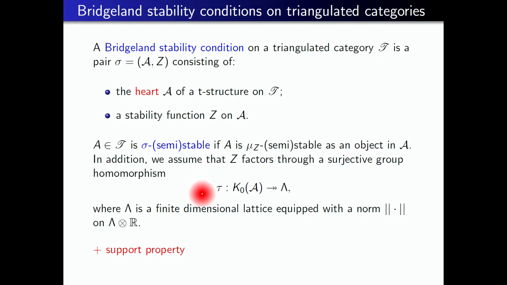And there are two other technical assumptions that I'm just going to put here for completeness. We always assume that this stability function factors through a fixed finite dimensional lattice equipped with a norm. And all this has to satisfy something called the support property, another technical condition that is there to make theorems work, but I'm not going to dwell too much on it. So if there are any questions, stop me at any time. Okay.